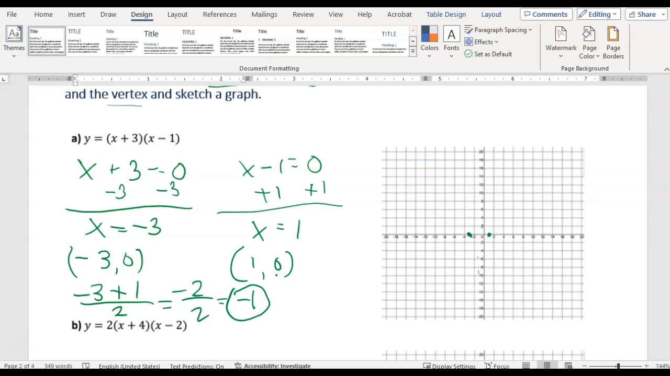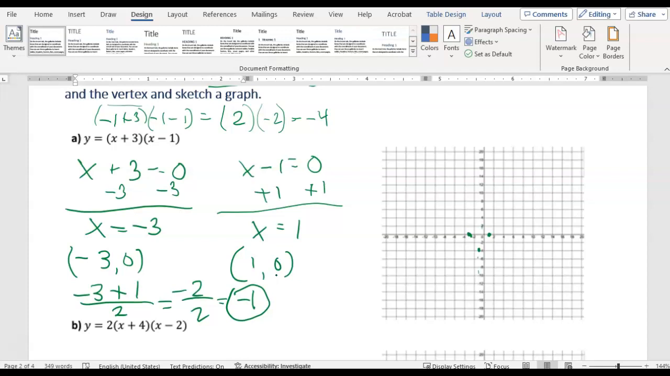Now I need the y value. So I'm going to go back and plug that into here. -1 plus 3 times -1 minus 1. And so we get 2 times -2, which is -4. So at (-1, -4), that is where my vertex is. So notice that's directly in between those two.